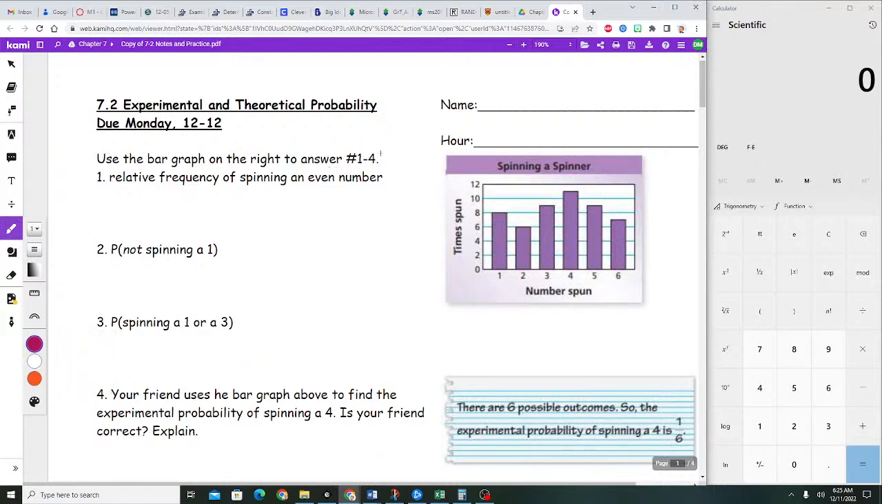Use the bar graph on the right to answer 1 through 4. Well, the first thing we're going to want is the heights of all these bars to find the total number of spins that were spun on this spinner. So here we have 8, here we have 6, there's 9, there's 11, there's 9 again, and there's 7. If we add these numbers together, 8 plus 6 plus 9 plus 11 plus 9 plus 7, we get 50. So there's 50 total spins.